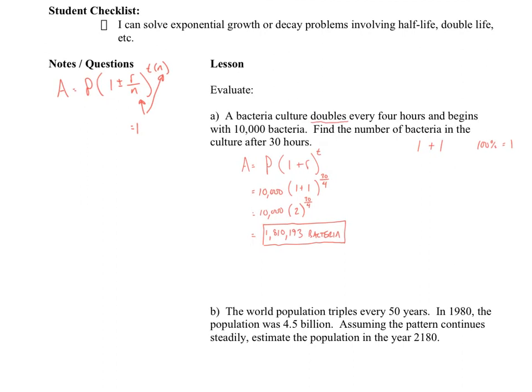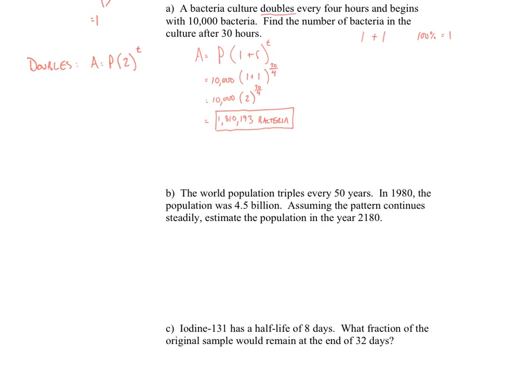So if we're talking about doubling, then our formula is going to be A equals P times 2 to the t power. All right, so doubling, you're going to have a 2 there. Let's move on to the next one.